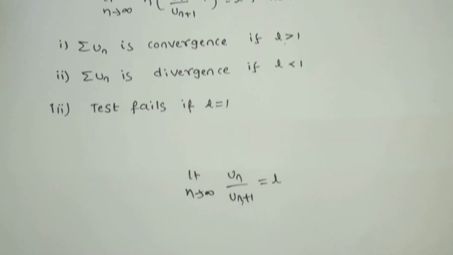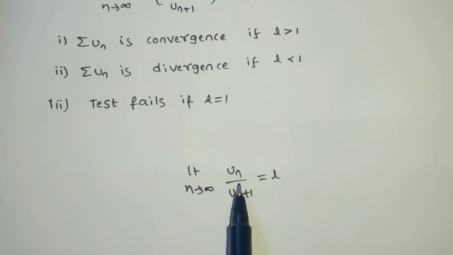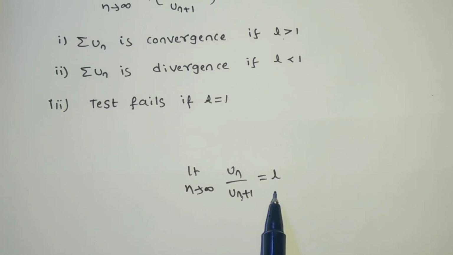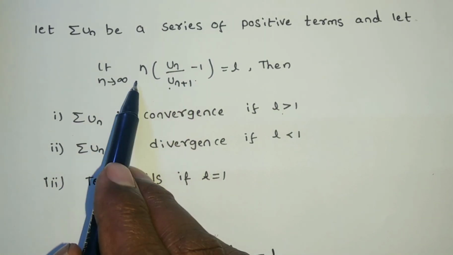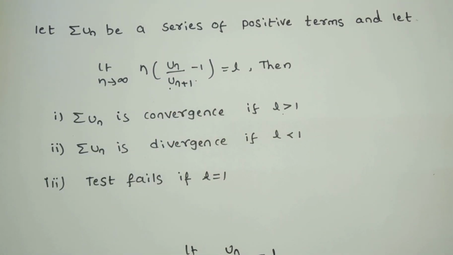Once again I am repeating. Limit n tends to infinity un by un plus 1 is equal to 1 if you are getting, the test fails. Which test fails? The ratio test fails. When the ratio test fails, the limit is 1. Take this 1 to the left side. Then it becomes un by un plus 1 minus 1. Multiply with n and apply the limit.